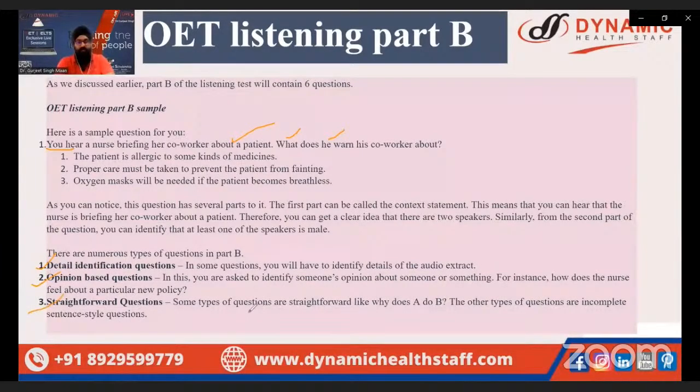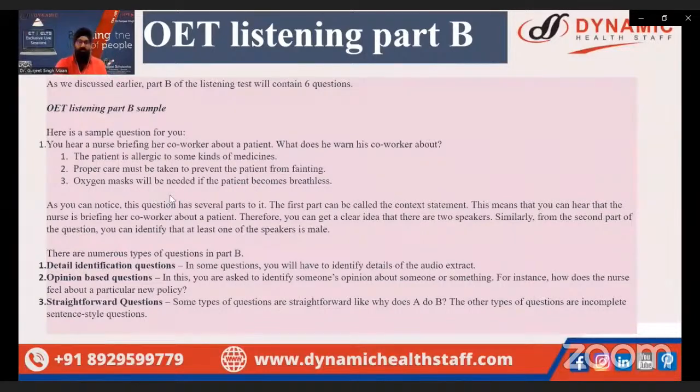Third is straightforward. They will just straightforwardly ask why does A do B? Why did the nurse do this particular thing? Simply, these types of questions will be there in part B. So you have to understand all the three options, all the options which are required for your part B, and then analyze the three options and find out the correct one. Simple.